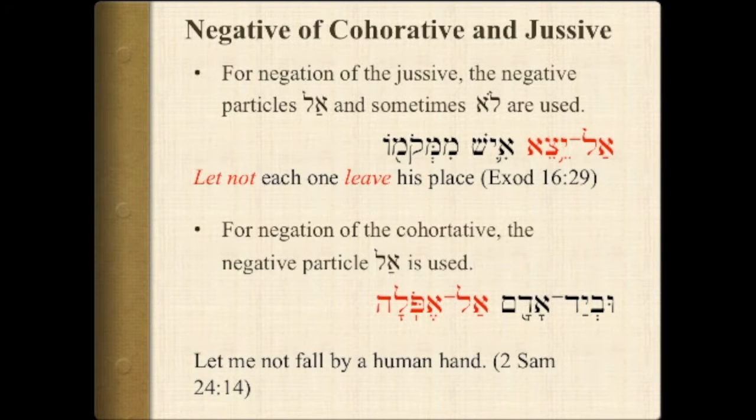For the negation of the jussive, the negative particles al and sometimes lo are used, as well as in the negative command. So here we have, "Let not each one leave his place." Okay, this is a negative desire that is being expressed. For negation of the cohortative, remember that's the first person, the negative particle al is used. So, "Let me not fall by a human hand."